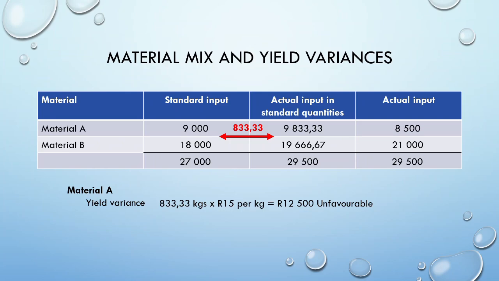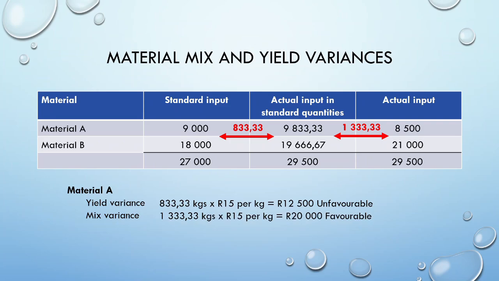Next, the material A mix variance. This time we take the difference between the actual input in the standard quantities and the actual input. Here we get a difference of 1,333.33 kgs. Again, because this is part of our usage variance, we multiply it by the standard price of 15 Rand per kg to give ourselves a favorable variance of 20,000 Rand. It is favorable because we have used less actual input than the actual input in the standard quantities. Now pause this video and try it for material B.